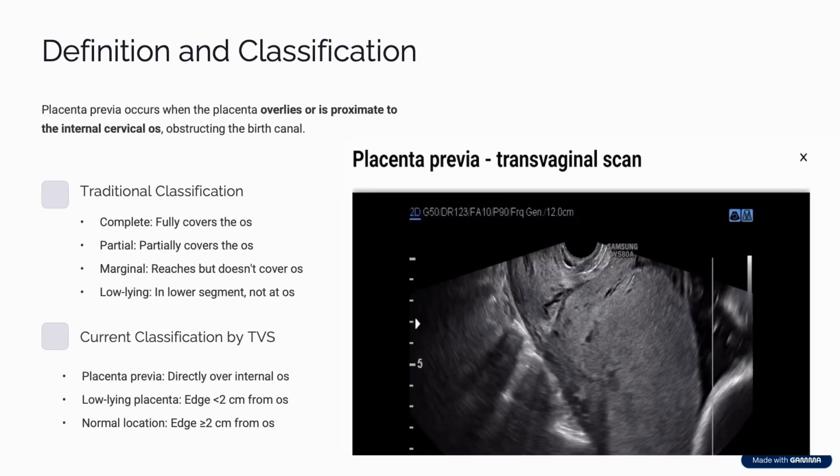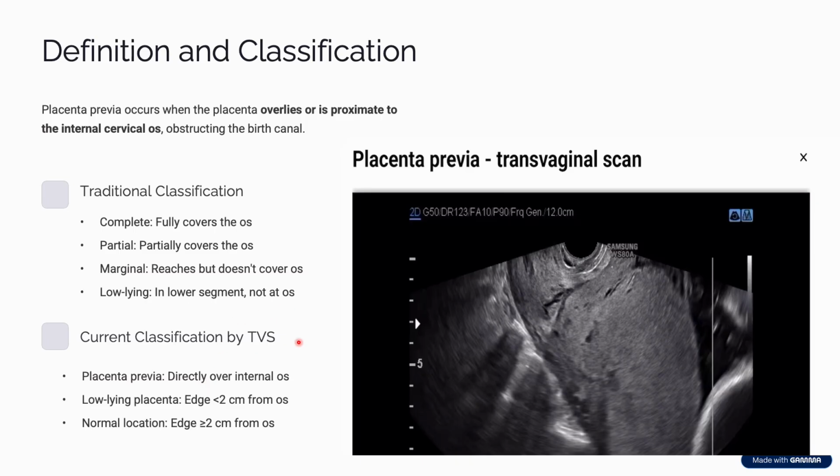So definition and classification. Placenta previa is when the placenta is overlying or is close to the internal os, obstructing the birth canal. Traditionally, there's a somewhat complex classification, like partial, complete, marginal, low lying. Now it's much simpler.